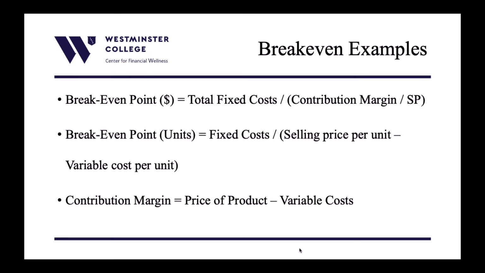Finally, to find your break-even point in units, you'll need to take your total fixed costs divided by your selling price per unit minus your variable cost per unit, also known as your contribution margin.